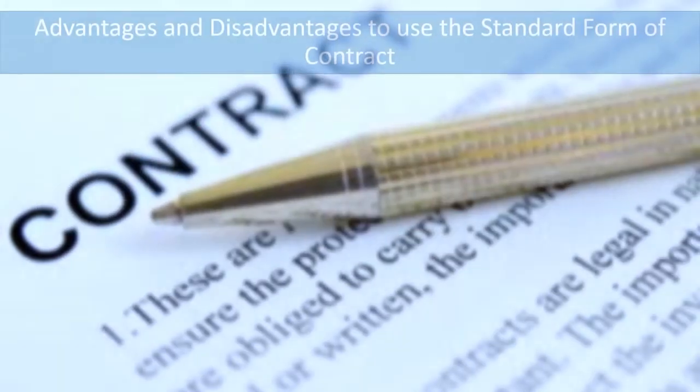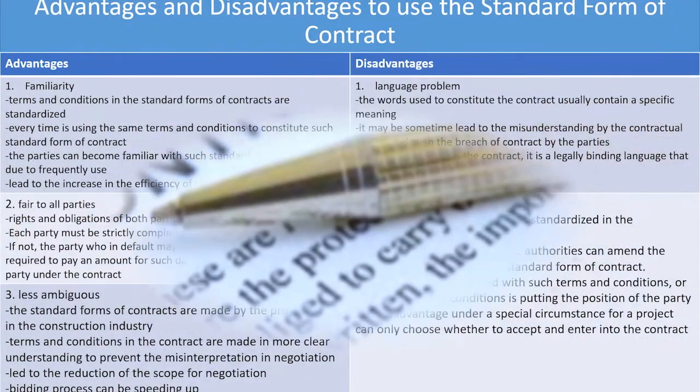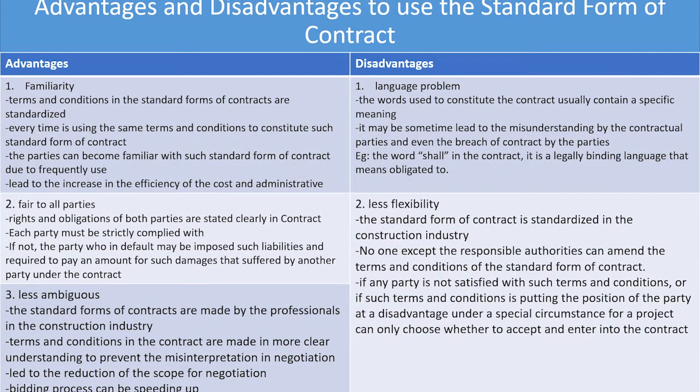When using the standard form of contract, it will bring advantages and disadvantages to the parties involved. The first advantage is that it increases the familiarity of all parties in the construction industry with this standard form of contract. It is because the terms and conditions in the standard form of contract are standardized. Every time the same terms and conditions are used to constitute such a standard form of contract, so the parties can become familiar with it due to frequent use, and this may lead to an increase in cost and administrative efficiency.